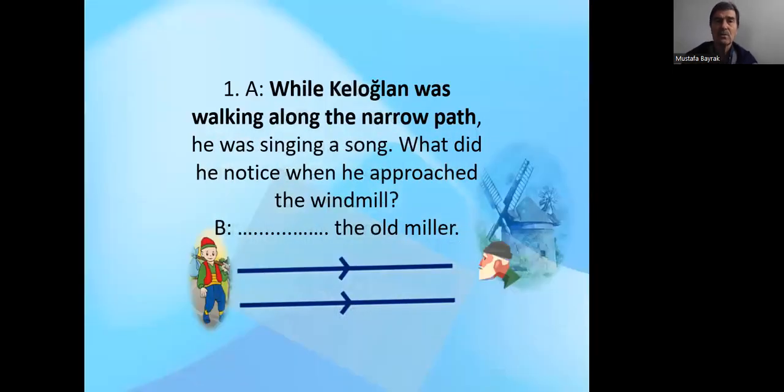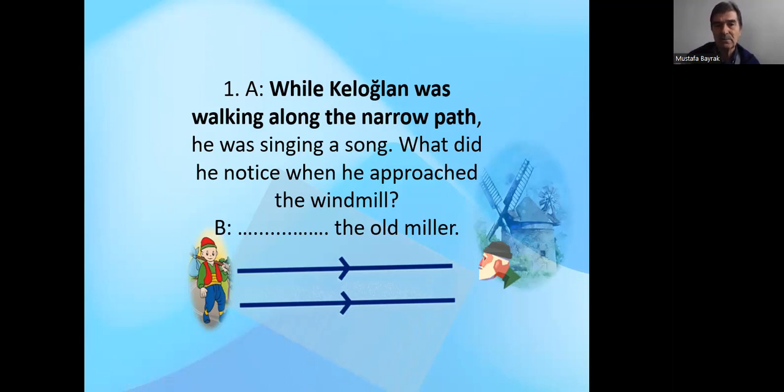Now question, the dialogue one: while Keloğlan was walking along the narrow path, he was singing a song. What did he notice? What did he notice when he approached the windmill? When he approached the windmill, when he came near the windmill, he noticed the old miller. Yeah, this is the old miller. He noticed, he recognized, okay? He was aware of the old miller. He noticed the old miller.